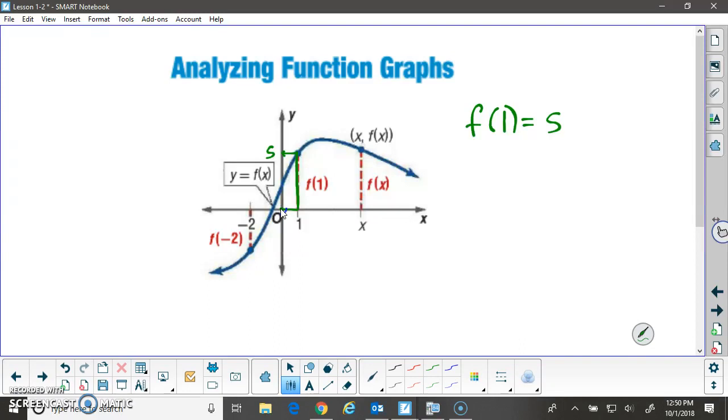Here's another one. If I gave you negative 2, we'd start at the origin right here, we'd go to the left until we get to negative 2, we'd go up or down until we hit the graph, then we'd come back to the y-axis to see what height we're at. Let's suppose that that height is negative 4. So then we would say that f of negative 2 is equal to negative 4. And this means that negative 2 is the input, negative 4 is the output.